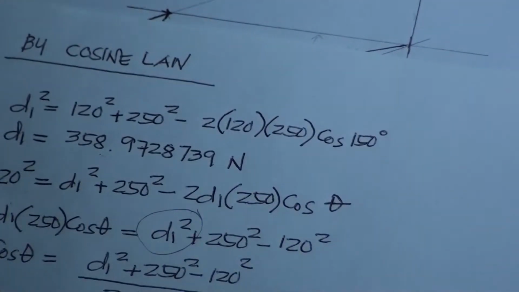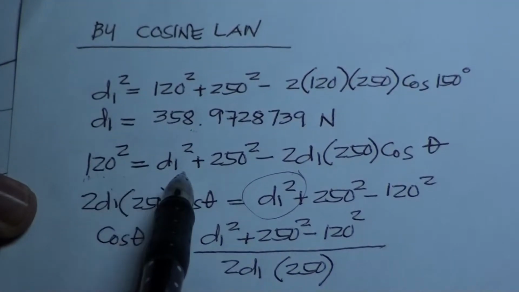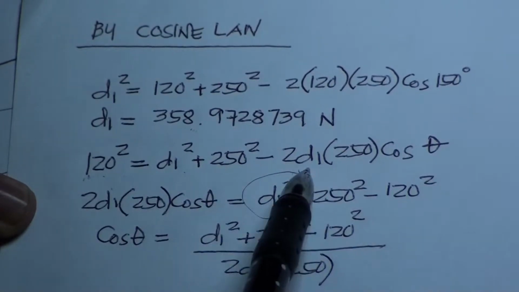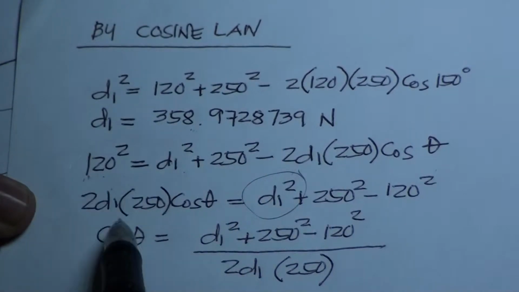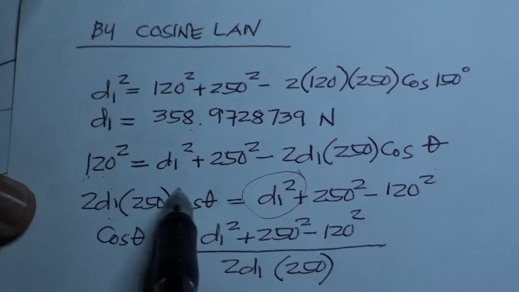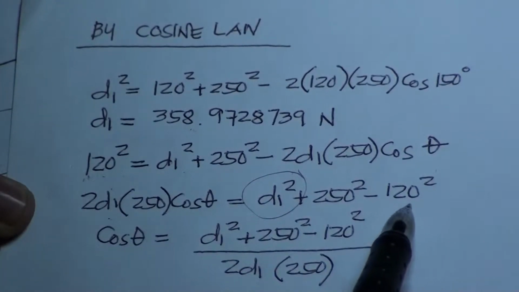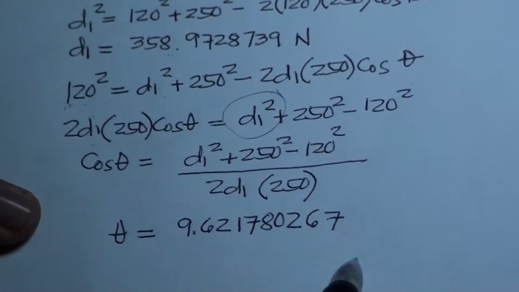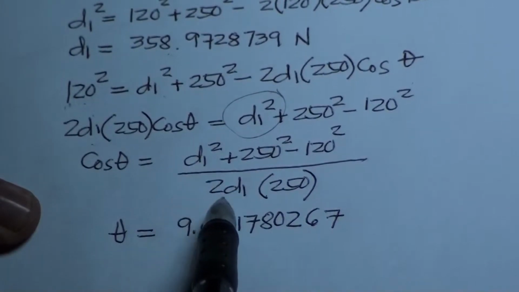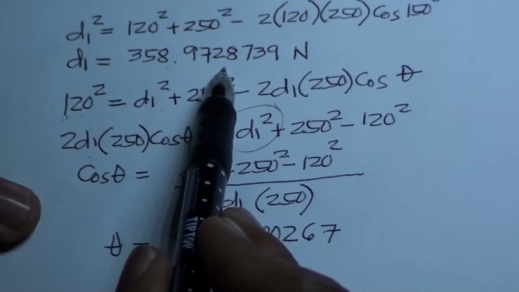So that's why here it is equated to 120 squared equals d1 squared plus the remaining sides, d1 and 250, then cosine. Then by algebra, you transpose this one to the other side to become positive, and this 120 transfers to the other side, that's why it's minus, by way of algebra. Then you come up with the equation, and this is your theta equivalent to. Take note that this d sub 1 is already known, which is 358.9728739 newtons.